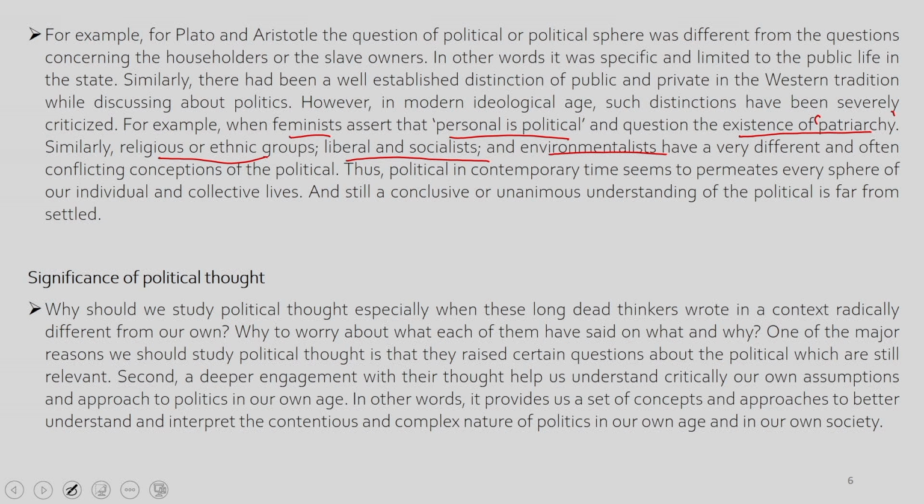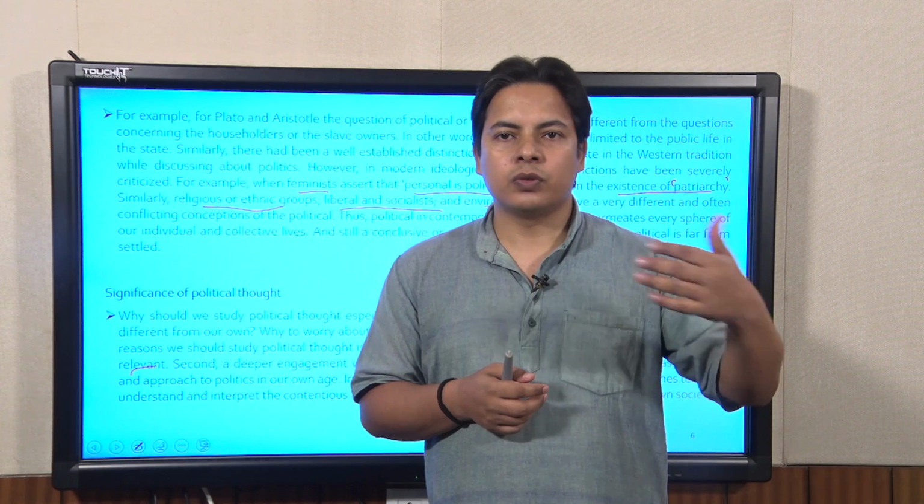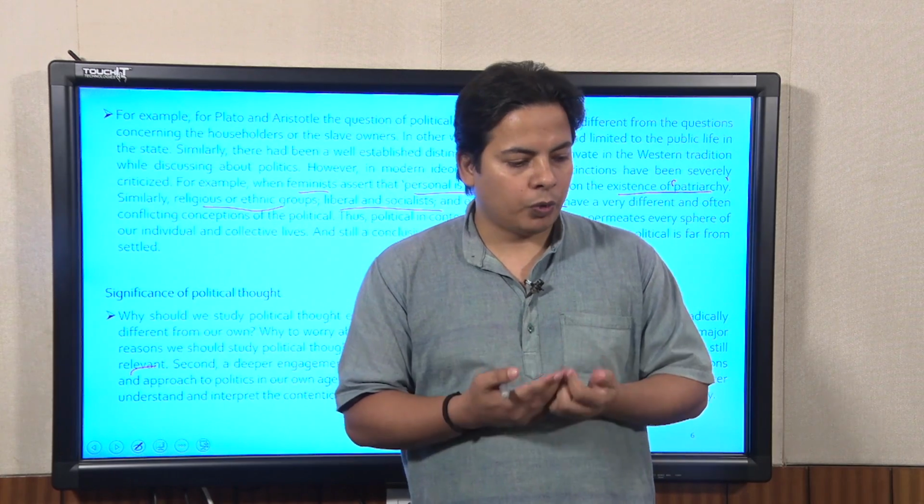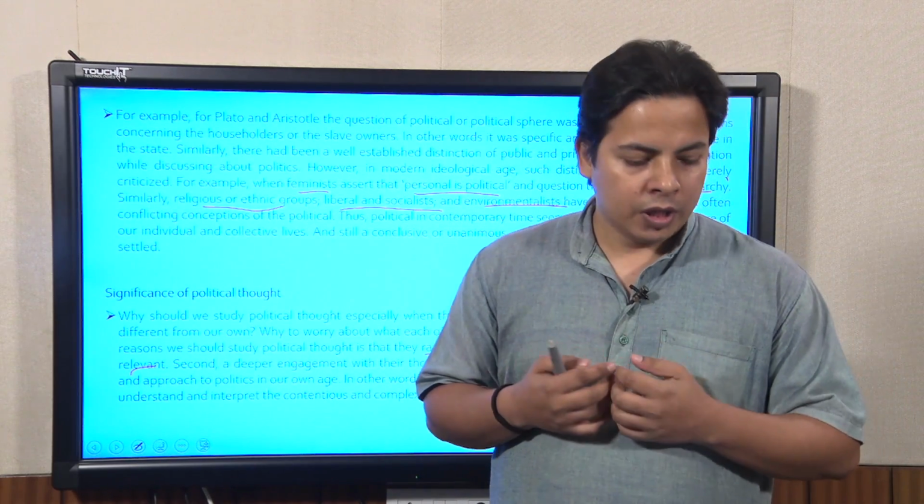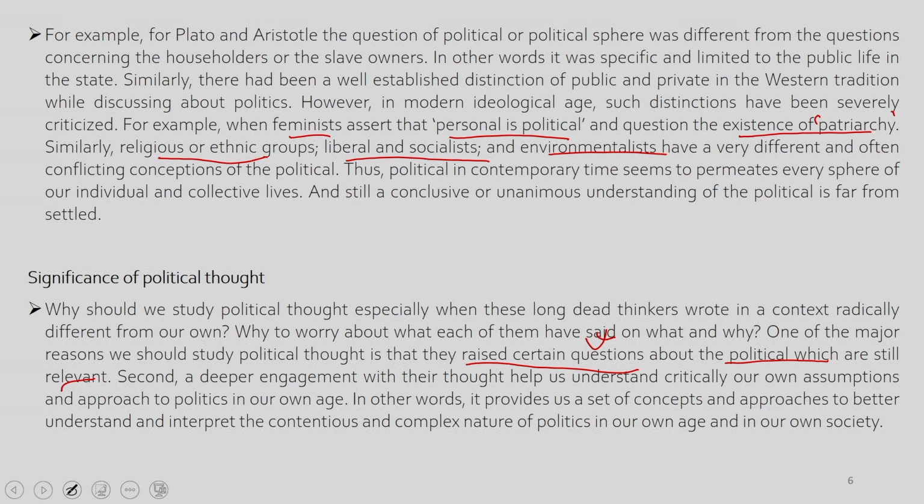Now, the major reason for studying political thought is that these thinkers raised certain questions about the political which are still relevant. So, there is a kind of timelessness in the questions that they have raised, and also in the methods or approaches that they applied to identifying the problems and responding to them. One reason for studying political thought is to understand those perennial problems in political science that deal, as I said, with the question of ethics and politics.